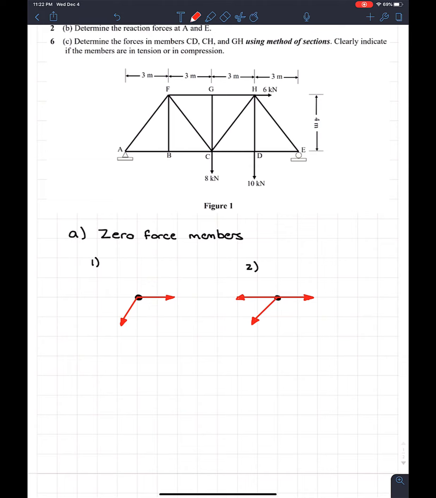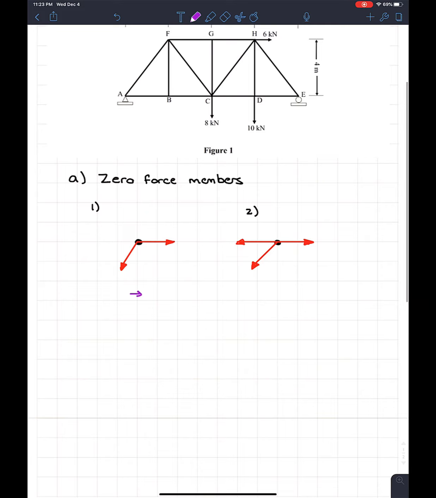So remember, something about these cases, there should be no loads at the joints. I'm going to write that down because this is very important. So very important that we have no loads at the joints, or else you can't use these cases.